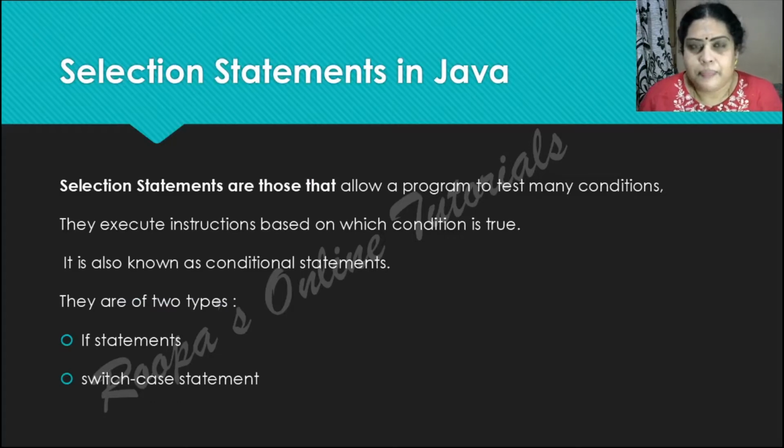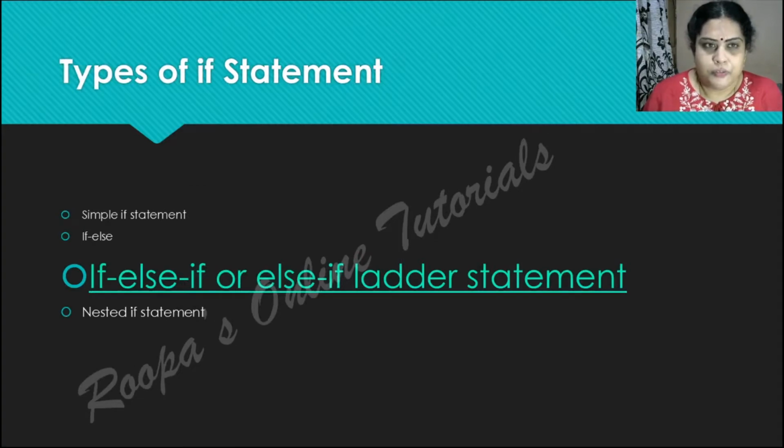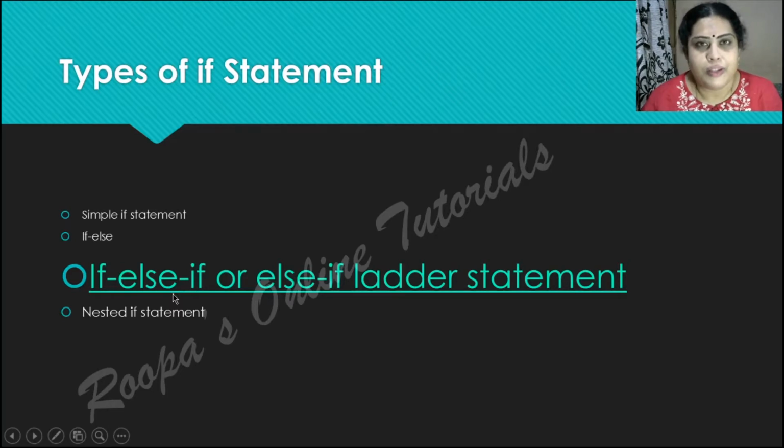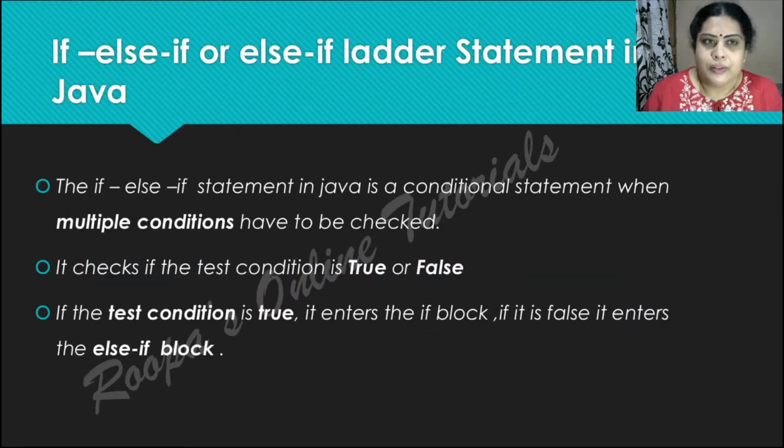As a part of the revision, selection statements are those statements which allow a program to test many conditions, and they are also known as conditional statements. The different types of if statements are the simple if statement, if-else statement, if-else if statement, and the nested if statement. Today our topic is the if-else if statement, or the else if ladder. Now let us see how the else if ladder works.